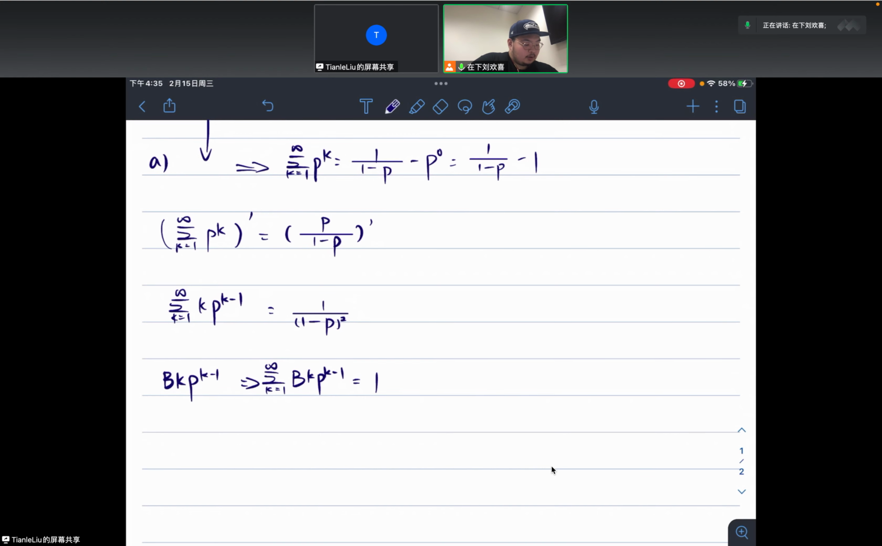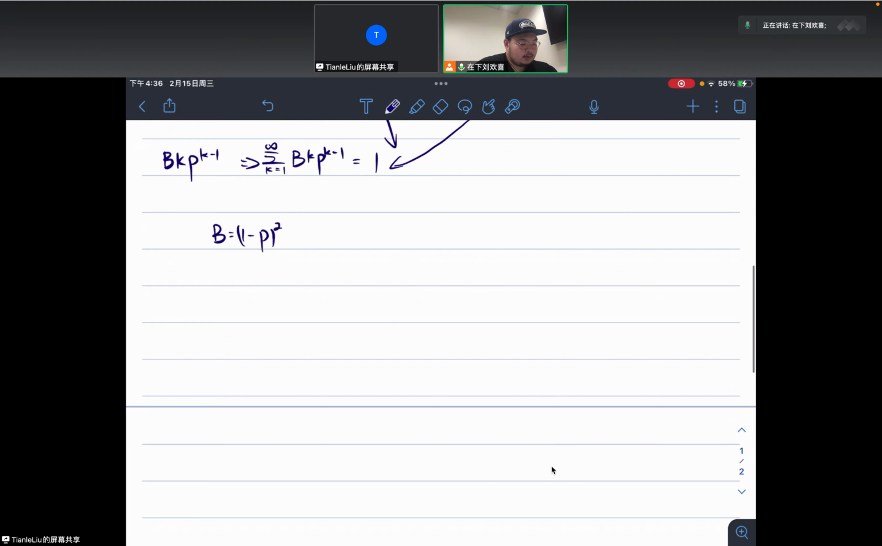But now we have this one, so if we move it from the left side to the right side, it is 1 minus p squared multiplied by the sum of k p to the k minus 1 power, and then we have 1, right? We just satisfy this function. So we can get b equals 1 minus p squared. Yep, so that's it for part A.